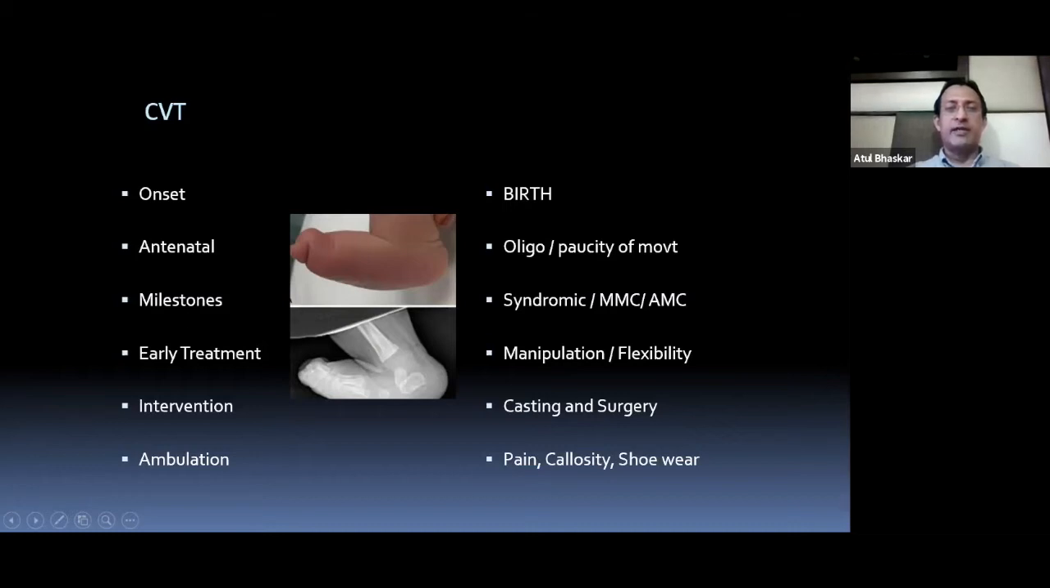Milestones are very important for a child for any condition. So what age he started walking, sitting, standing. Again, they may be delayed for the syndromic type. Whether any treatment has been taken for vertical talus, so sometimes manipulations are taught to parents very early, what intervention has been done, and what is the ambulatory potential. All this should come in your brief history when you present a case of vertical talus, and we'll try and cover each one of these points.